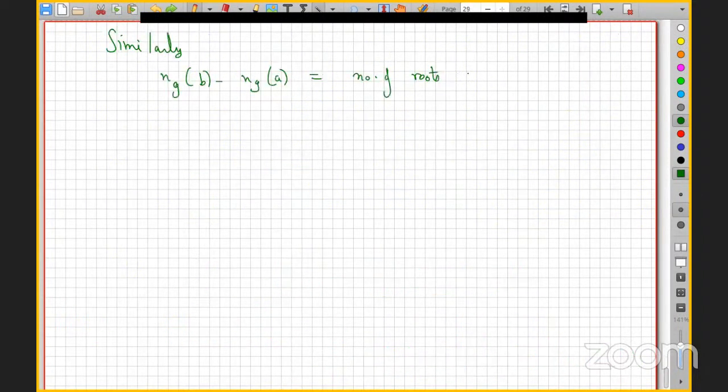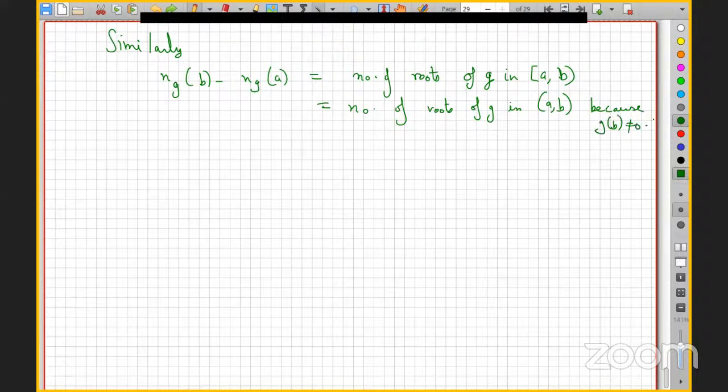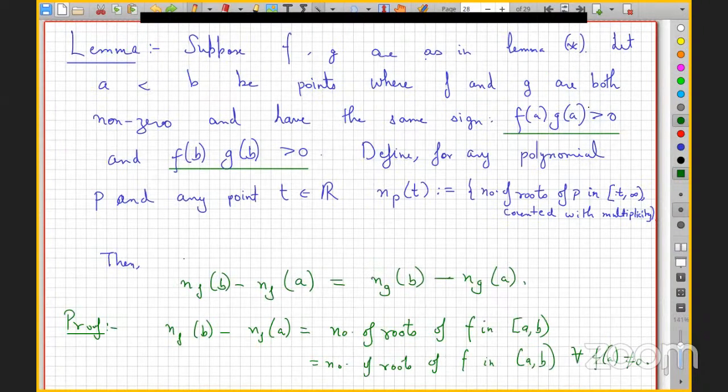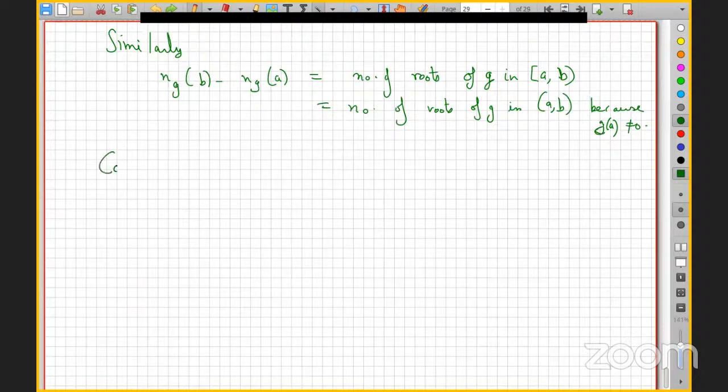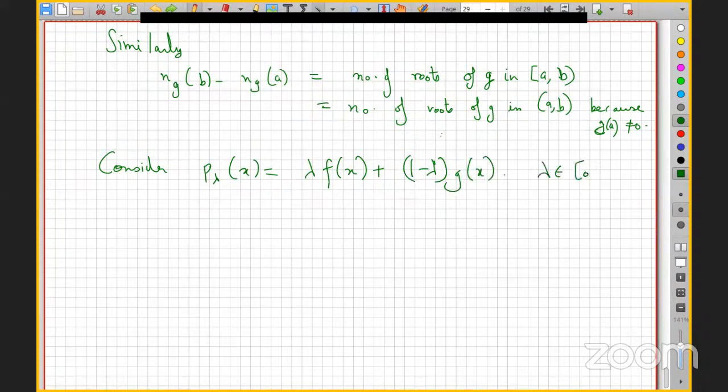So we have not used the main part of the hypothesis yet, right? That all positive linear combinations are real rooted. So we have to use that also. Okay, but now let's look at this. So consider this polynomial P_lambda, which is just lambda F(x) plus (1 minus lambda) G(x), lambda in [0,1]. Okay, P_lambda is real rooted, and this is the crucial thing.